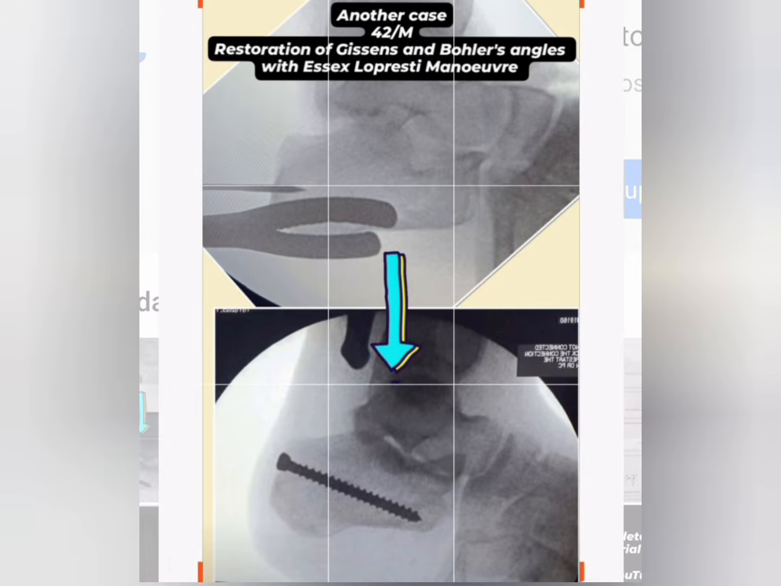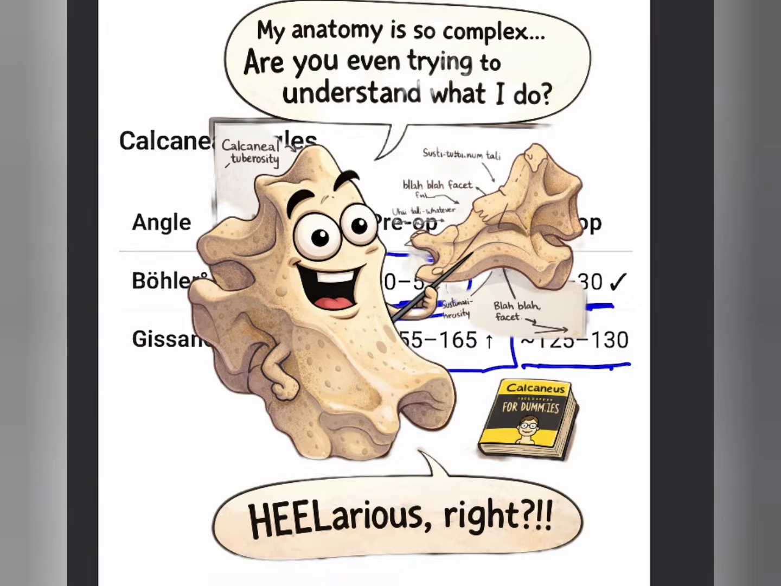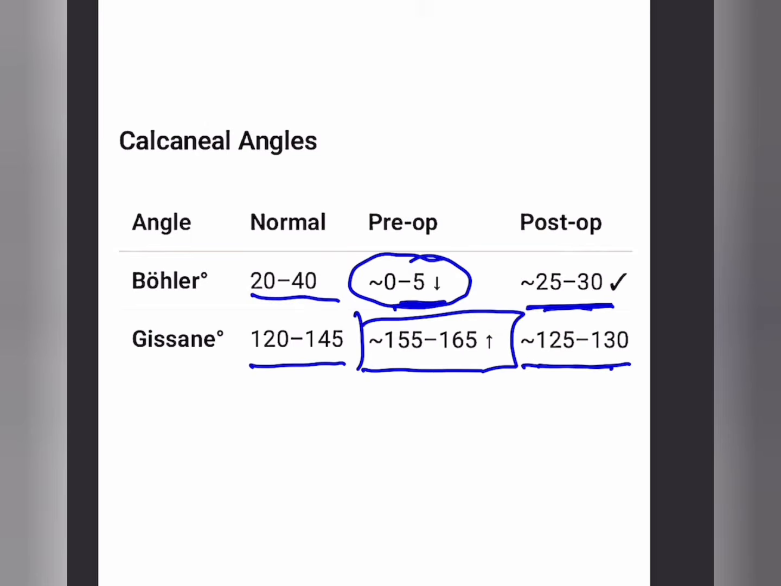Here's another case where you can see beautifully the correction of Gissane's angle with the Essex Lopresti maneuver. So as I said, for calcaneum fracture, you need to understand the basic anatomy. If not, it will be a nightmare OT for you and the results will be terrible. But if you understand the basic anatomy, the radiological findings, the angles and the alignment, it will become a very logical understanding and a lovely cakewalk to operate.